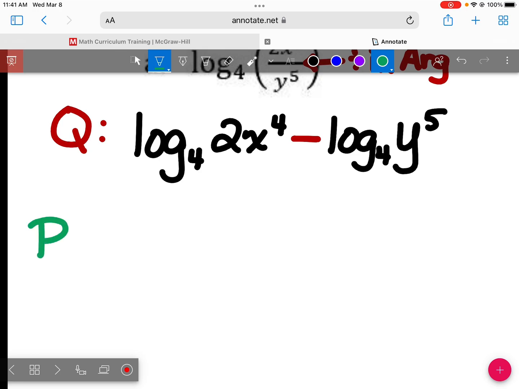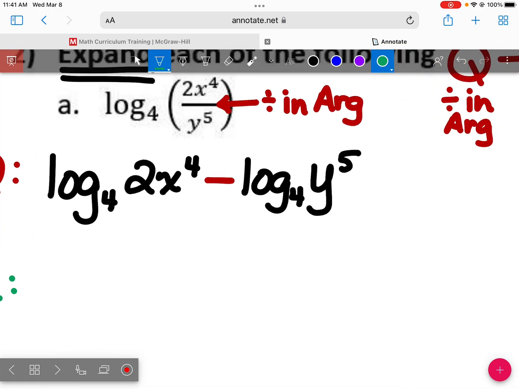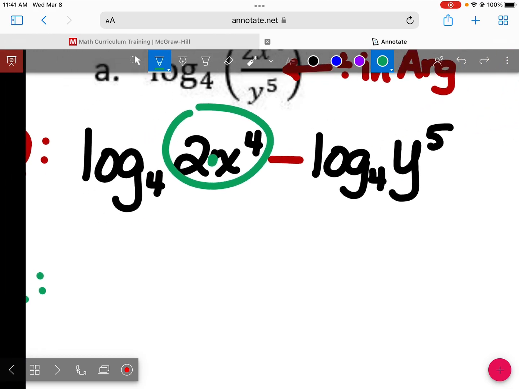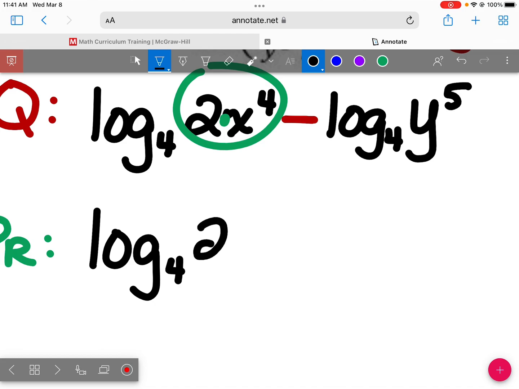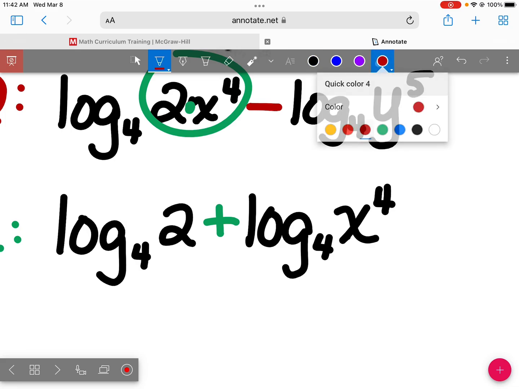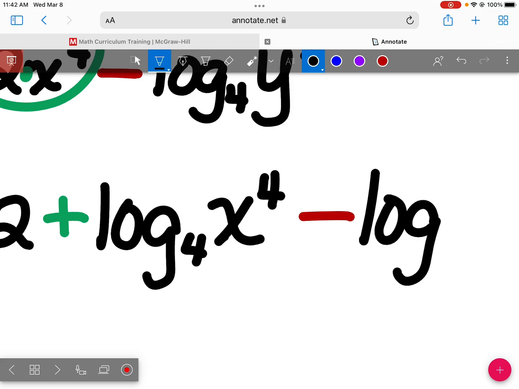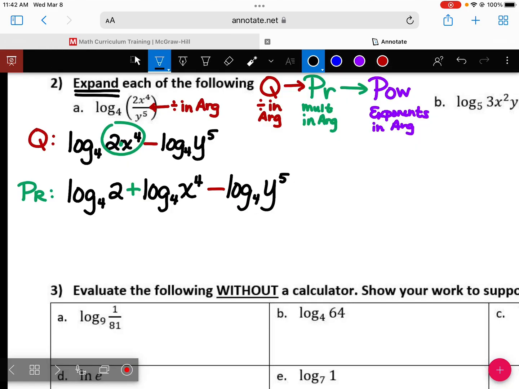All right, we've used our quotient property. We are ready for the product property. Do I need the product property? What are we looking for? Multiplication in the arguments. Does this first argument have multiplication in it? Yes. What's being multiplied? The 2 and the x. Does the second argument have any multiplication? No. So this is going to be log base 4 of 2, plus, the multiplication turns into addition, log base 4 of x to the 4th. And then I bring this other one down, minus log base 4 of y to the 5th. So far, so good?